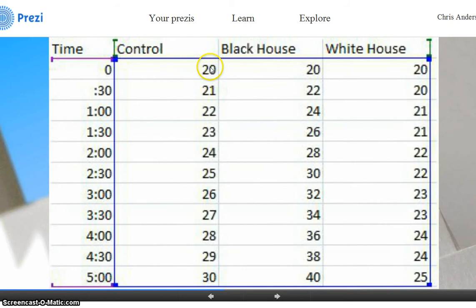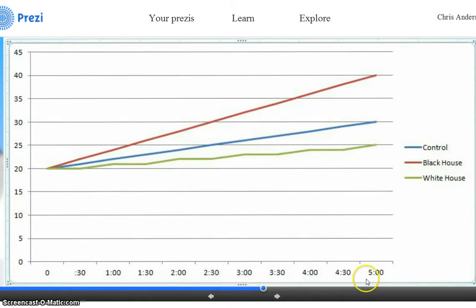So let's just say that the control, under the temperature of the light with no changes, went up 1 degree every 30 seconds, whereas the black house, starting at the same temperature, rose about 2 degrees every 30 seconds, and the white house only went up about 1 degree every minute. So we have a range of different temperatures: from 20 to 30, 20 to 40, and 20 to 25. We then use a bar graph to plot those, time being on our x-axis and temperature change on our y, and as you can see they all started at the same point, but depending on whether it was the control or the white house, which really didn't have as much change.